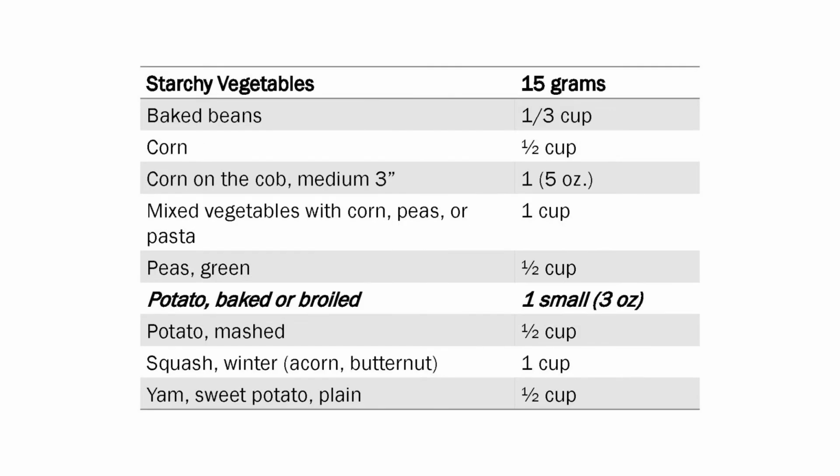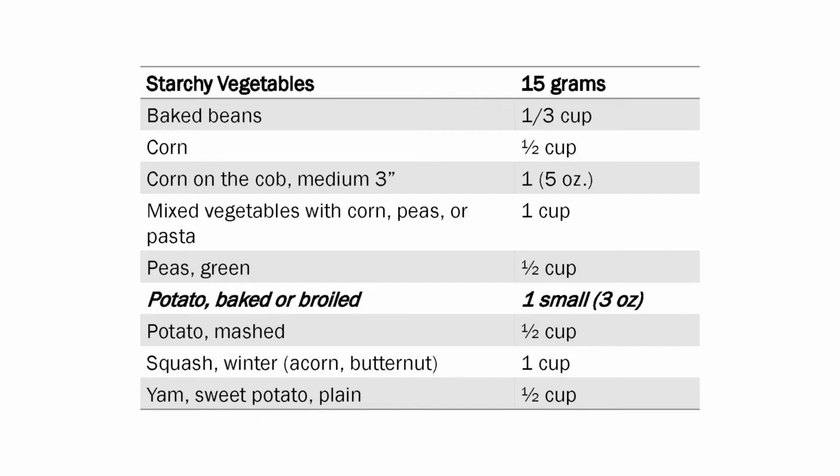Here we have a list of starchy vegetables. It's important to note that not all vegetables are created the same, so this starchy vegetable category is important for people with diabetes to know about. Starchy vegetables have carbs in them and will impact your blood sugar, and this includes corn, peas, potatoes, and squash. These do have carbs in them, and so you should count them when you are counting carbs.